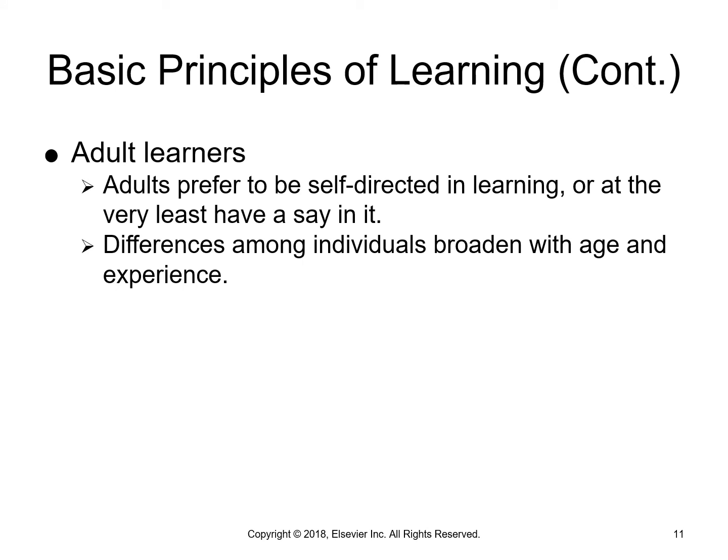Adult learners prefer to be self-directed in learning, or at the very least have a say in their learning. And there are, of course, many differences among individuals that broaden with age and experience, and particularly life experiences. And adults seem to learn the best when they can relate their learning to their past experiences, and of course will then be more open to learning that hopefully more fulfills their needs.